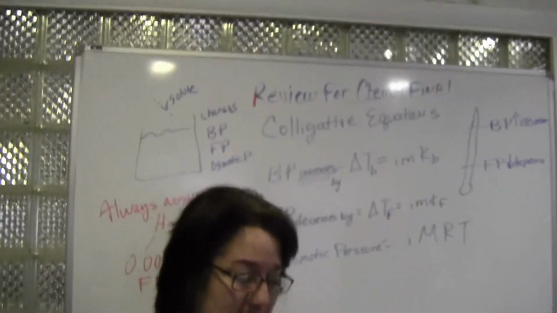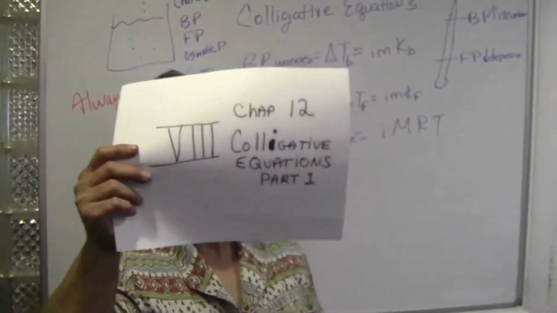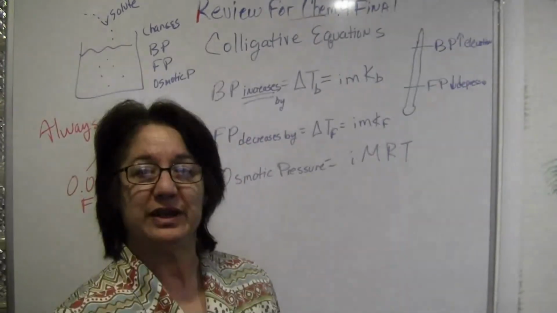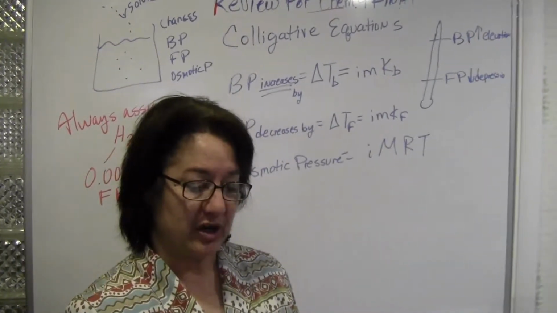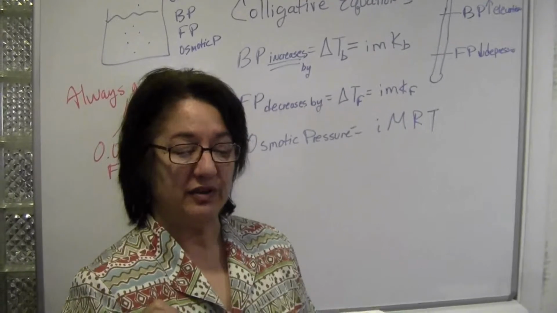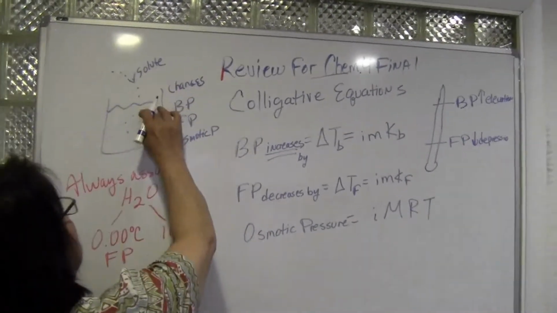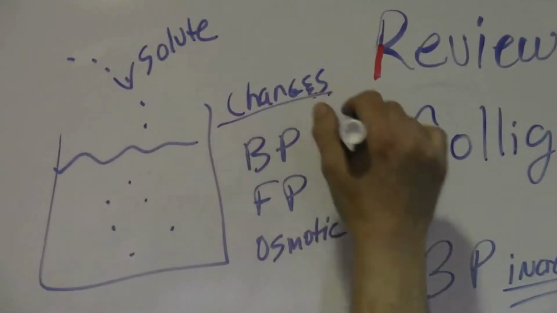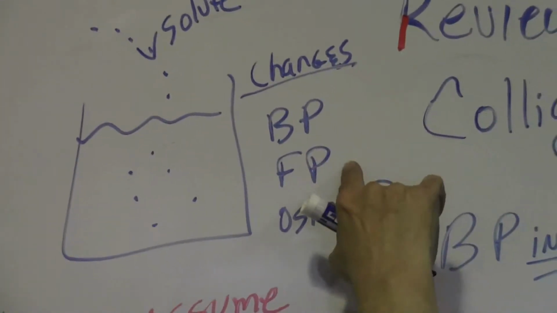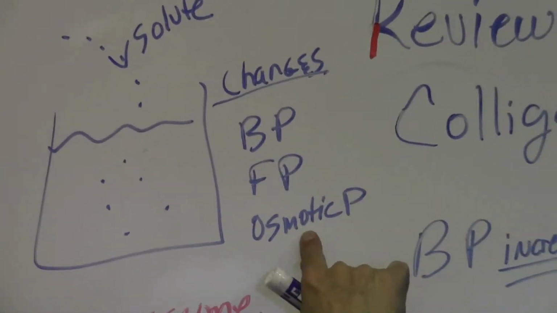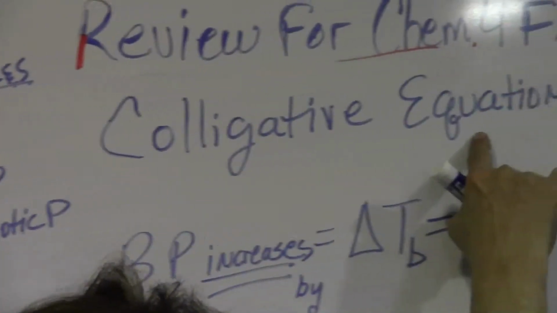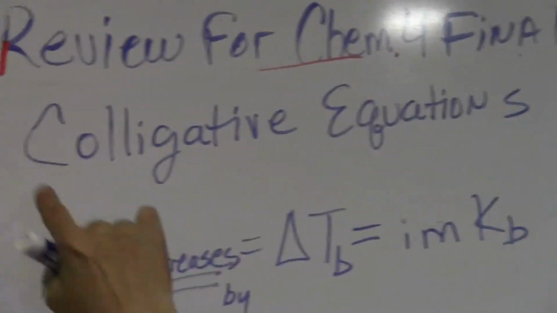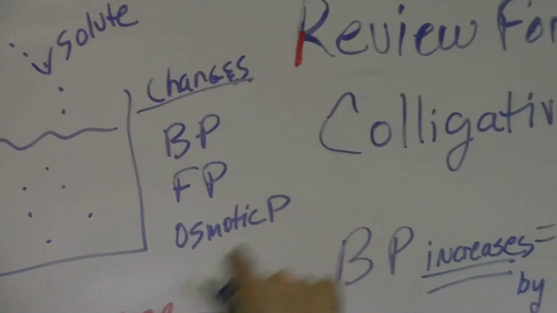Okay, we're back. We're up to Section 8 of our Chapter 12 review for the Chem 4 final, and we're covering Part 1 of the colligative equations. Whenever you add a solute to water, three things change: the boiling point, the freezing point, and the osmotic pressure. These are called colligative properties.